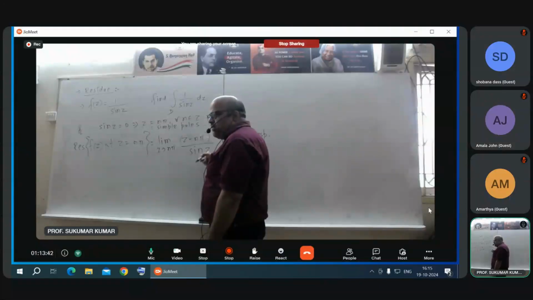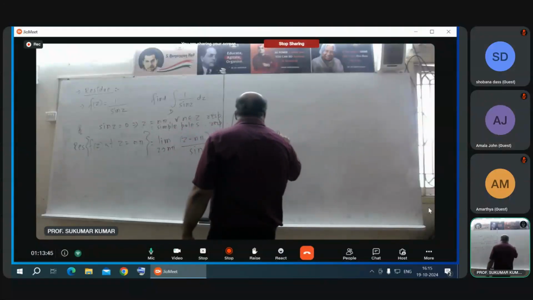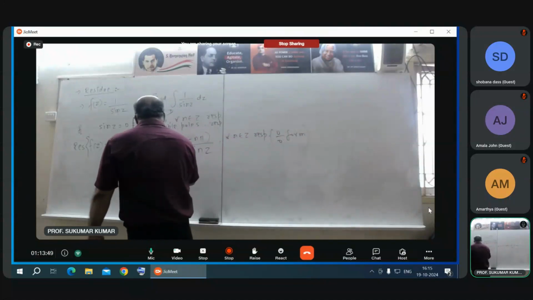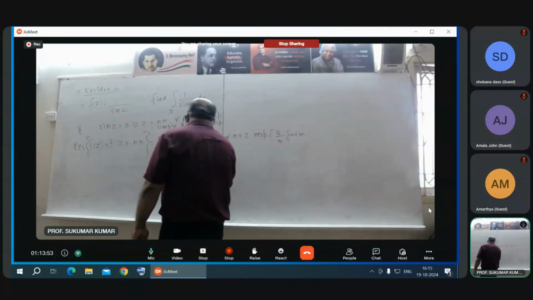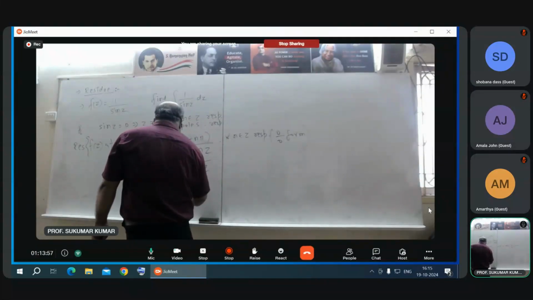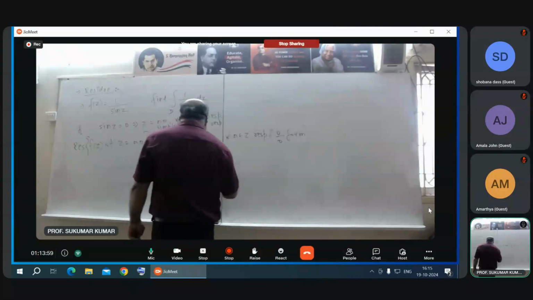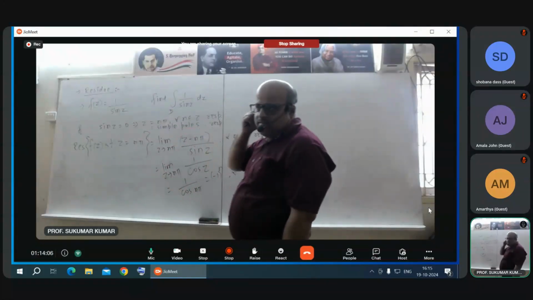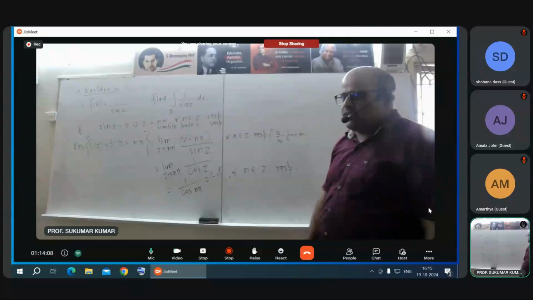So 0 by 0 form will come. So L'Hospital rule we will use. This is the derivative, 1 by cos z. So 1 by cos n pi means minus 1 power n anyhow will come. This is the residue. Okay.